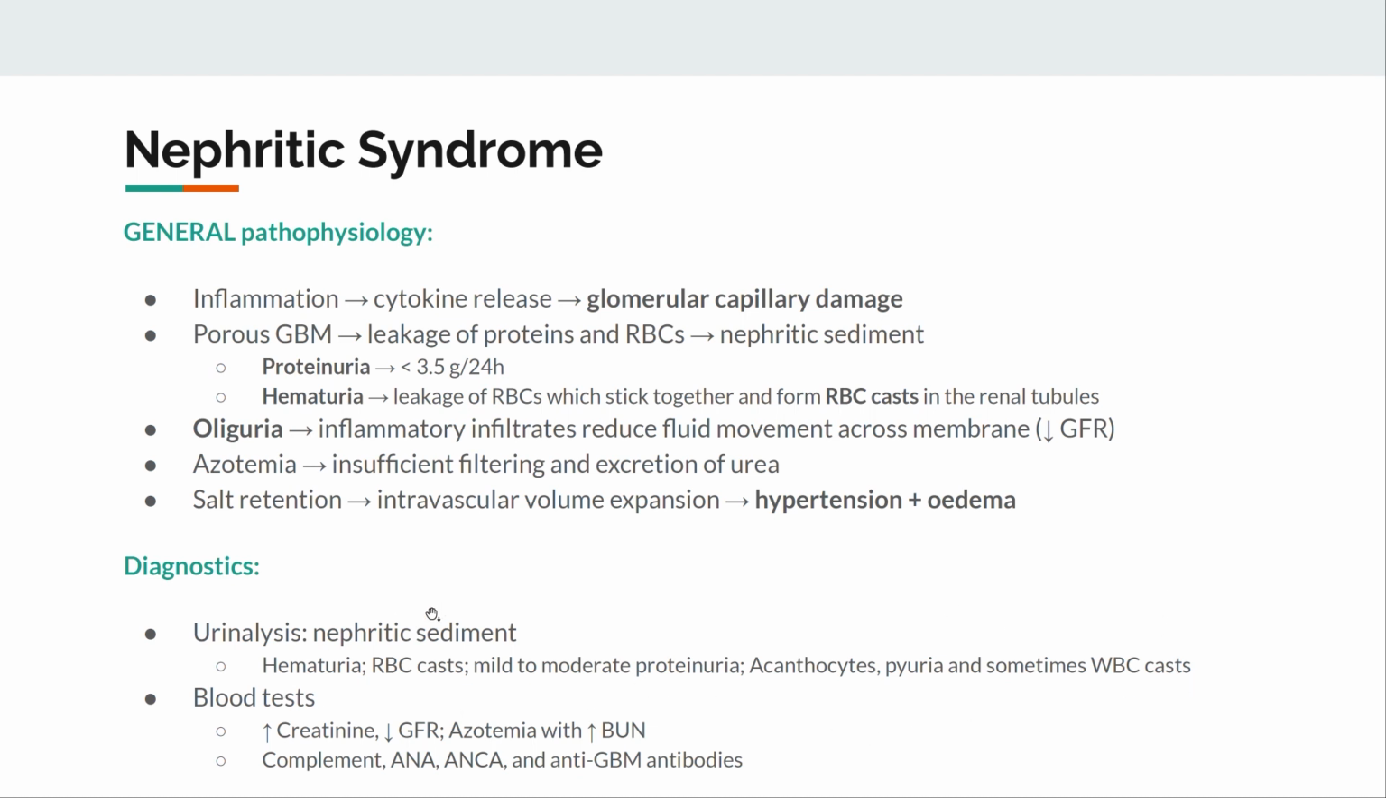The diagnostic here will be looking at the urine, and what you're looking for especially will be red blood cell casts, which suggests that you have had bleeding into the filtrate and now it's in the urine. There'll be protein, and there might be white blood cell casts, suggesting that there's white blood cell movement into the kidney.